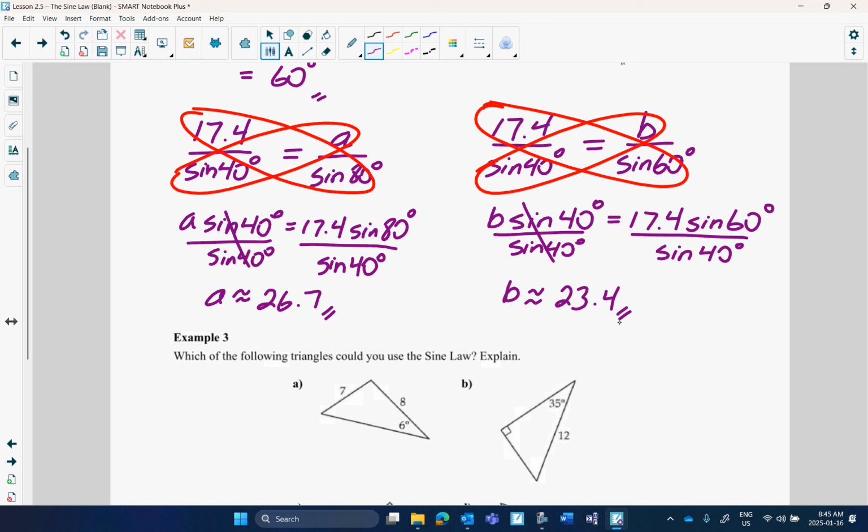So how do we know when we can use sine law?